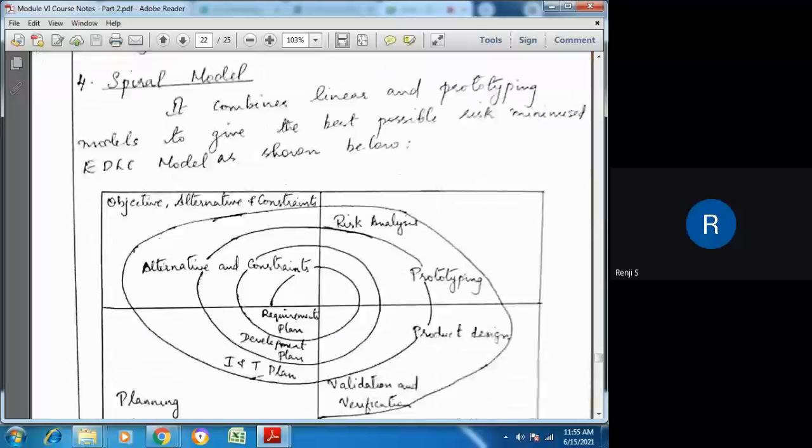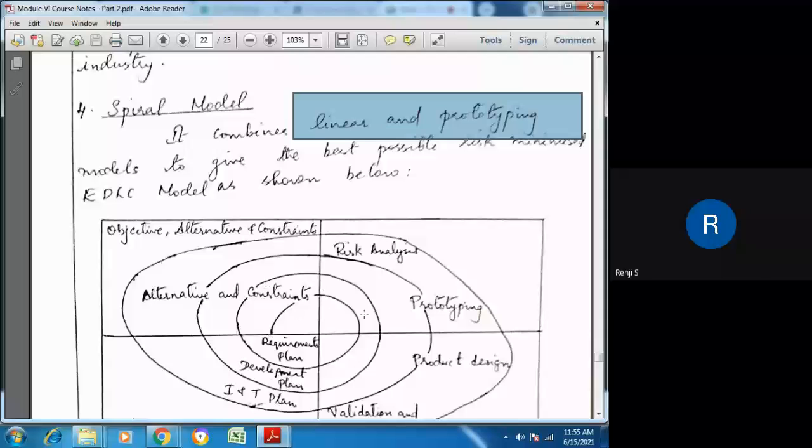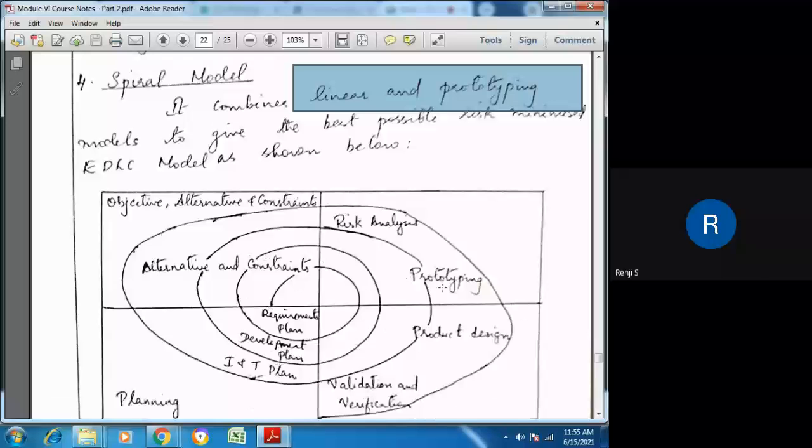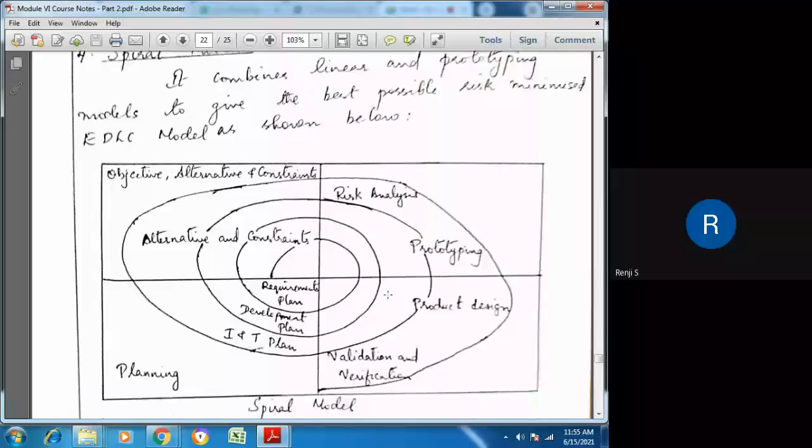Now going on to the last model, the spiral model. The spiral model is a combination of the linear model and the prototyping model. That is, during each iteration, all the phases of EDLC will be carried out. But when one cycle is completed, a prototype is also built. So it goes in a linear manner in each loop, but after a single loop is completed, a prototype is also generated. And here also risk analysis is given focus during each cycle, and risk minimization is done.